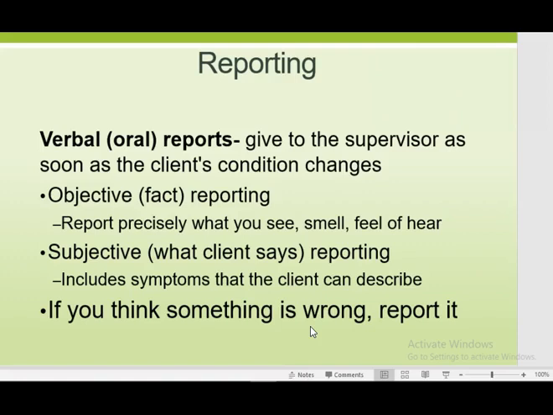And it's always document it. Try to put quotation marks around it, or write "patient states," right? So it's not your opinion, it's what they say. And of course, if you think something's wrong, report it.